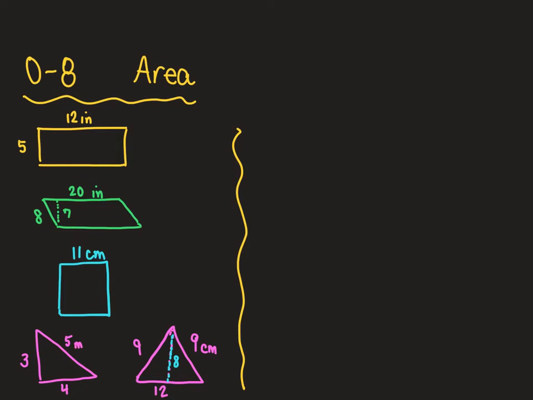Alright, this video is Chapter 0, Lesson 8, Area. We're going to do the area of rectangles, parallelograms, squares, and triangles. We'll also do circles in a little bit. So what I'm going to do over here in this space is show you the formula, and then I'm going to work it out.